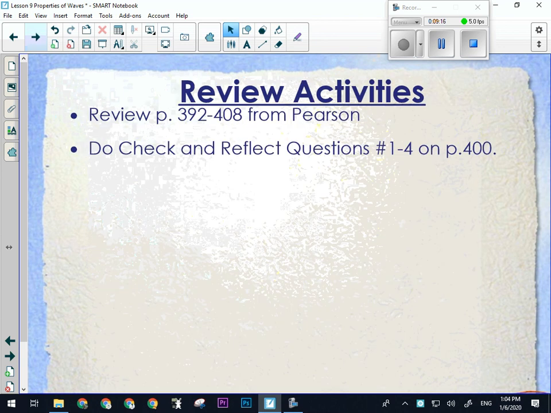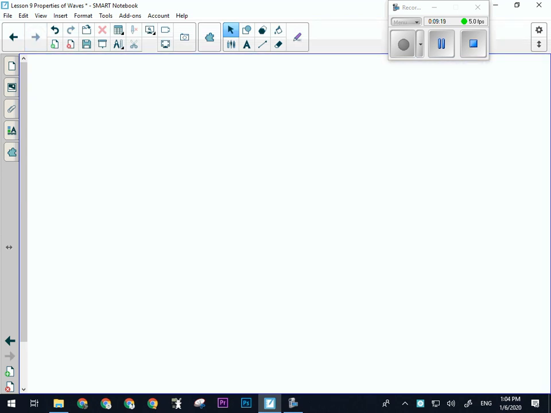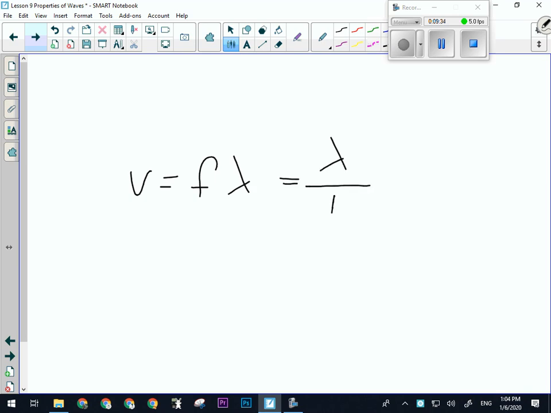All right, so next thing we're going to look at is some of the really easy math to do with waves, and that is the universal wave equation. So that's this: v equals f times lambda, or lambda over T. It's the same thing. So we can calculate the speed of a wave if we know its length and its period, or its length and its frequency. Either one will get us the speed of the wave.